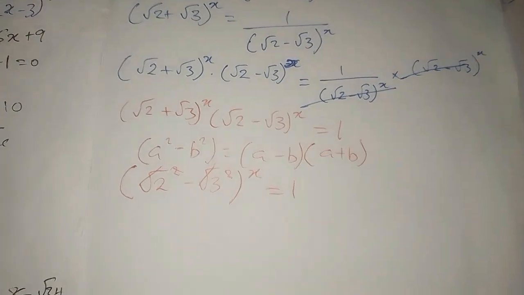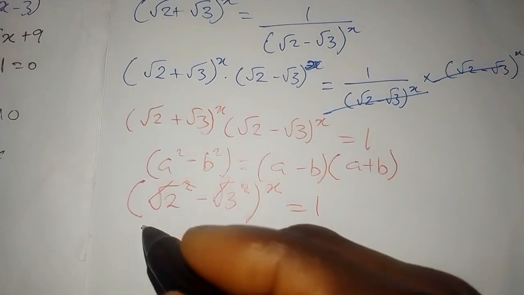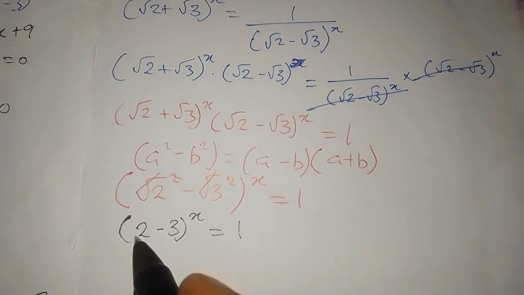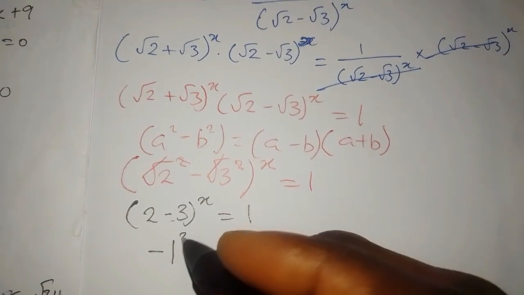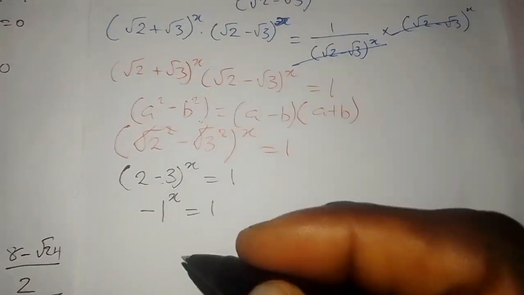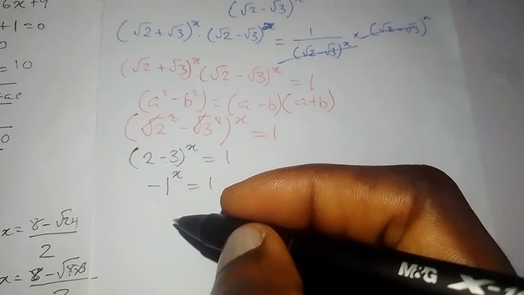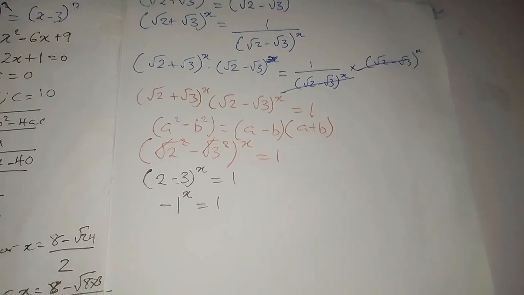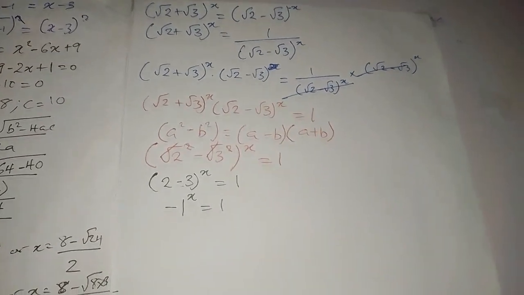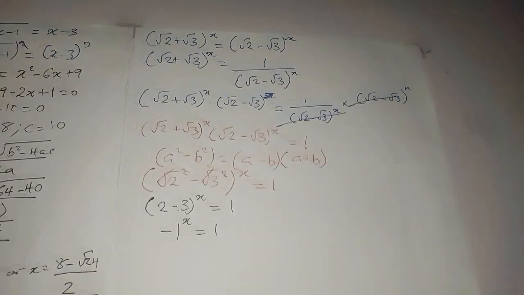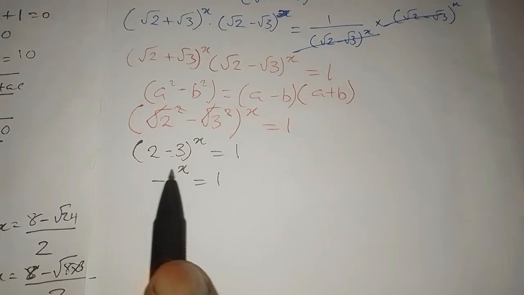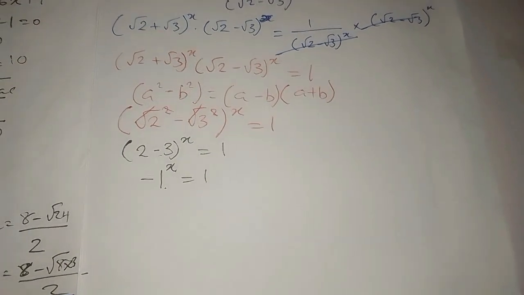That means from this point, what I have is (2 − 3)^x equals 1. So 2 − 3 is −1, that is (−1)^x equals 1. Wow, that means x can be a number like 0, 1, 2, 3, 4, 5, 6, but x is not all positive integers, neither all negative integers. Why do we say that? Since I have −1 raised to power x and it's giving me 1, x here can be all even numbers, not all odd numbers.